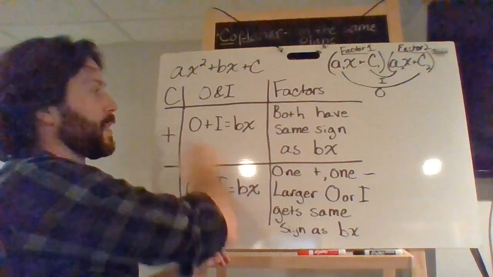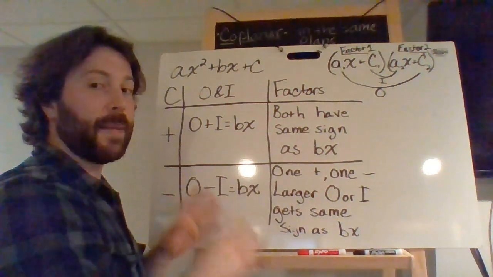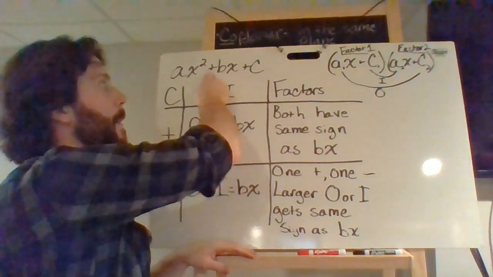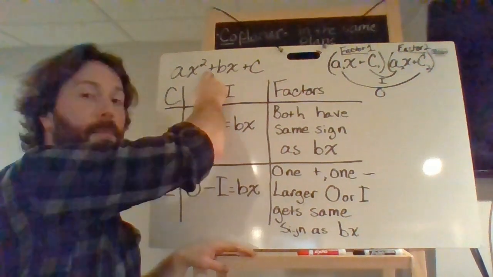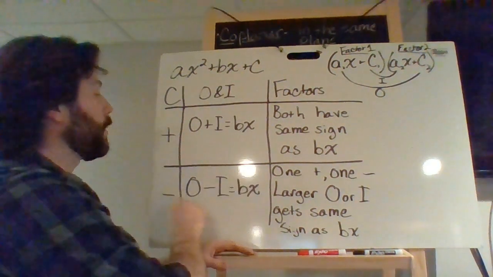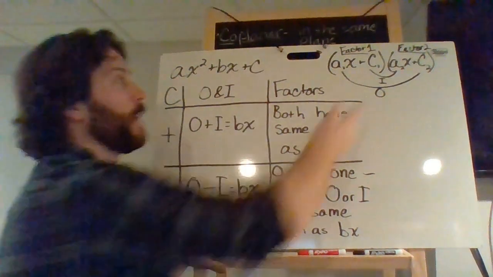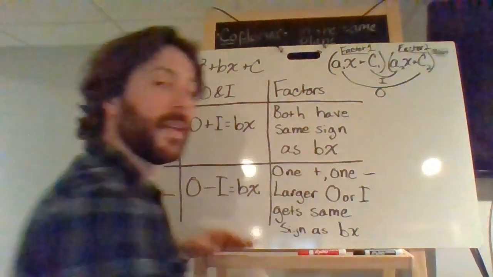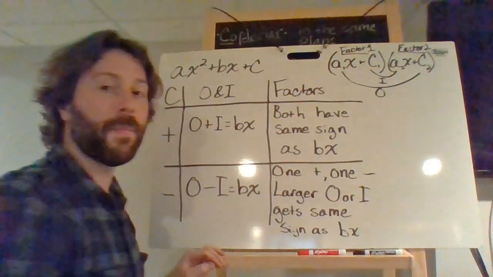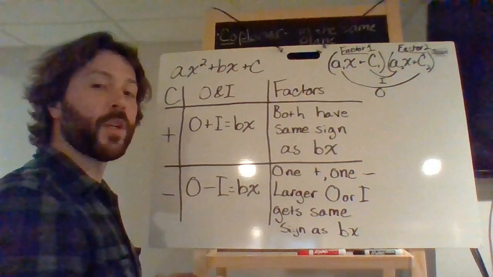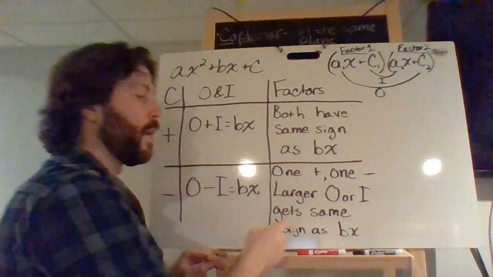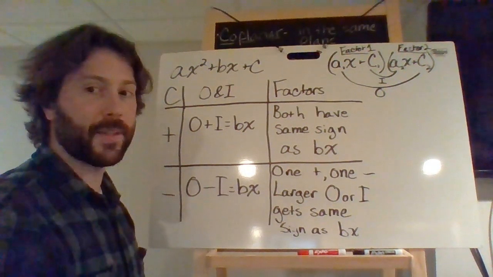Now, if C is positive, both of your factors are going to have the same sign as bx. So if C is plus, both of your factors are going to be plus if B is plus, or they're going to be minus if B is minus. If your C term is negative, well, in order to multiply these two together to get that negative C, one has to be plus and one has to be minus. The catch is we don't know which one's which until we put the numbers in. The larger outer or inner will get the same sign as bx.